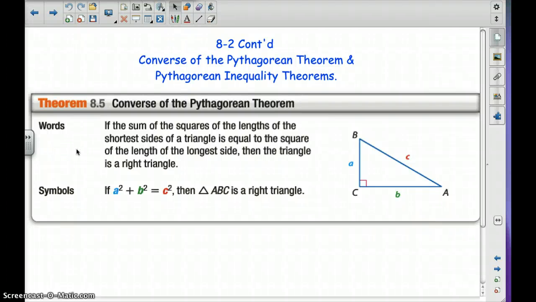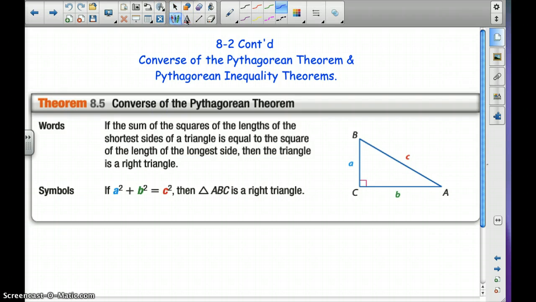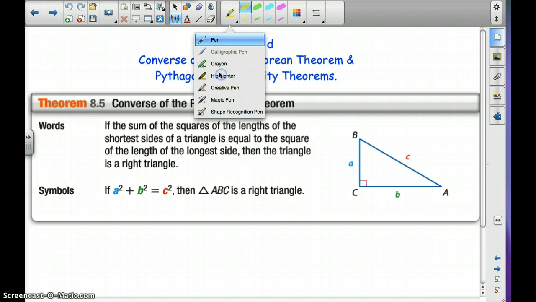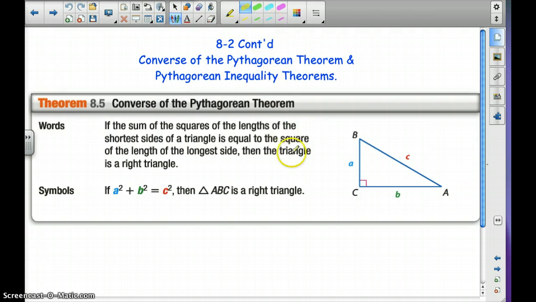Hello everyone, so now we're going to finish up 8.2 and we're going to focus on the converse of the Pythagorean theorem and Pythagorean inequality theorems. So if the legs squared of a right triangle equal the opposite side squared, then we can say it is a right triangle. I believe this is in your packets that you want to write in there. So if this happens, then we can say it is a right triangle.